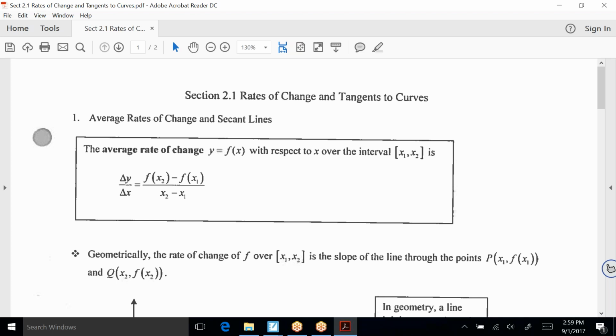The average rate of change of a function y equals f of x with respect to x over an interval, and we're talking about an interval now, going from two points, from x1 to x2. It's going to be the change of y divided by the change of x, which is equal to f of x sub 2 minus f of x sub 1 divided by x2 minus x1. So let's draw a picture of that. I have that part there on your notes that says geometrically. It's going to be the slope of the line through those points.